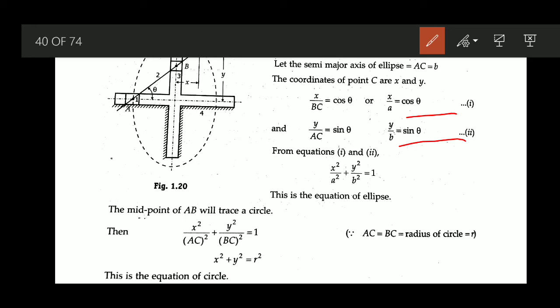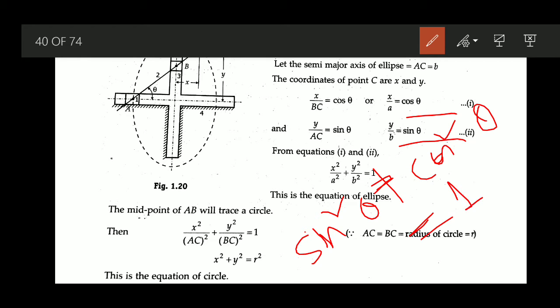So these two we now have as equations 1 and 2. If we square and add, x square by a square plus y square by b square is equal to sine square theta plus cos square theta, and sine square theta plus cos square theta is nothing but 1. Yes or no? We already know sine square theta plus cos square theta equals 1, so directly we have put 1. So from here we have obtained an equation of an ellipse: x square by a square plus y square by b square equals 1.